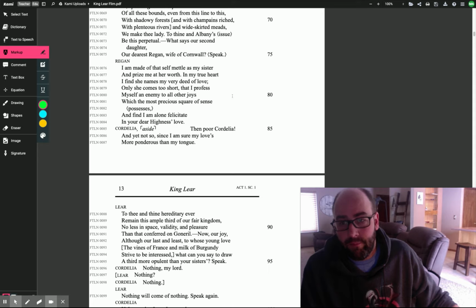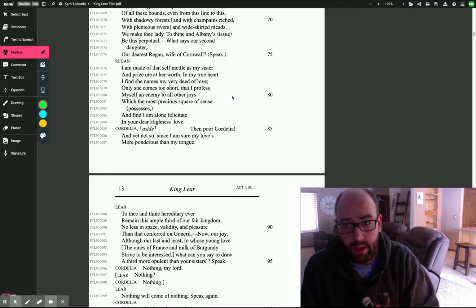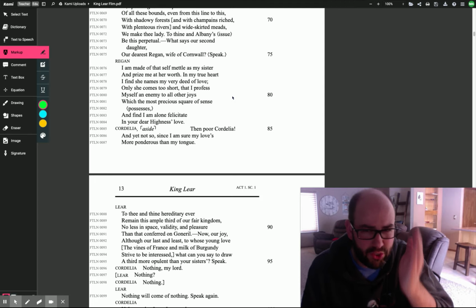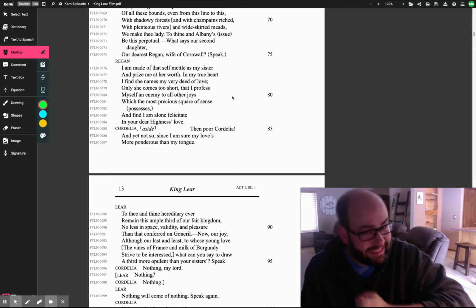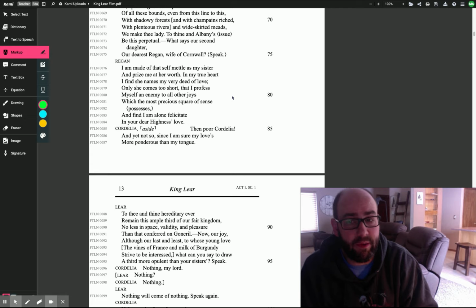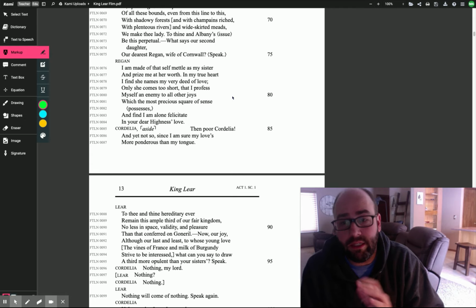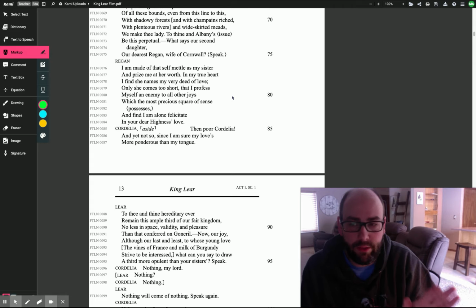Regan says, I am made of that self metal as my sister, and prize me at her worth. And then there should be a pause right there, right? And then her husband elbows her. Stop. Come on, do it. In my true heart, I find she names my very deed of love. Only she comes too short, that I profess myself an enemy to all other joys which the most precious square of sense possesses, and find I am alone felicitate in your dear highness's love.